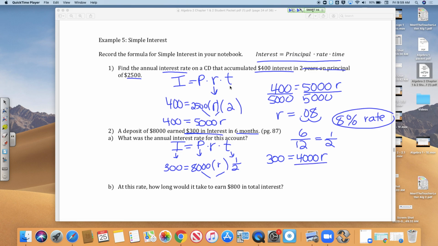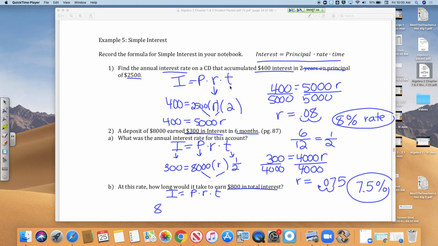Solving this, I would divide both sides by 4,000. And in my calculator, I'm going to get that R is equal to 0.075. This is a rate that I'm then going to be converting into percent form. This is 7.5%. And then letter B is asking, at this rate, how long would it take to earn $800 in interest? So using the same exact idea, but now I want to know in the formula how long it will take to earn $800 in interest. That means I'm going to replace I with 800.